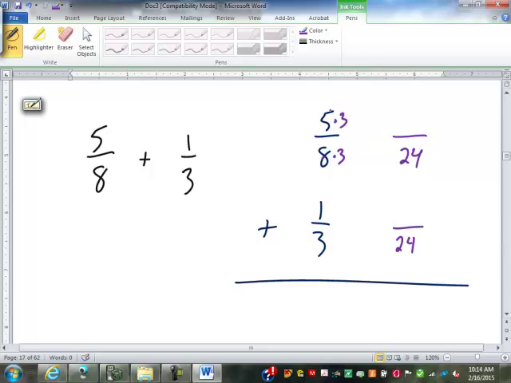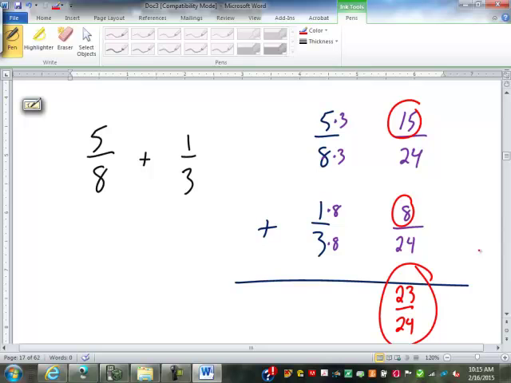So we have to multiply the numerator of that fraction by the same thing. 5 times 3 is 15. Down here, to turn the 3 into the 24, 3 times 8 is 24. We have to multiply the numerator of that fraction by the same thing. 1 times 8 is 8. Now they both have the same name, so we're going to keep that same name of 24. And we're going to add the counts. 15 and 8 make 23. So that's 23 24ths.